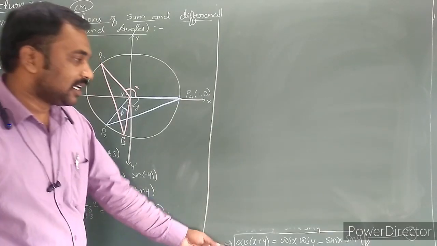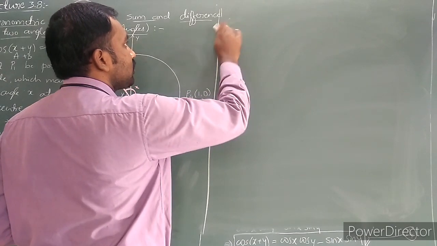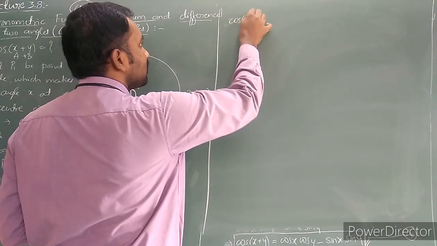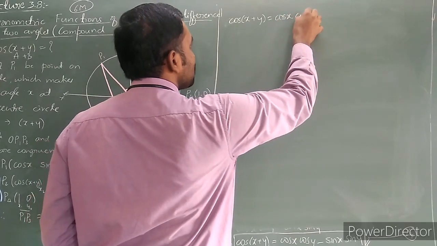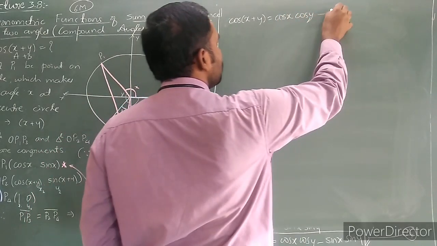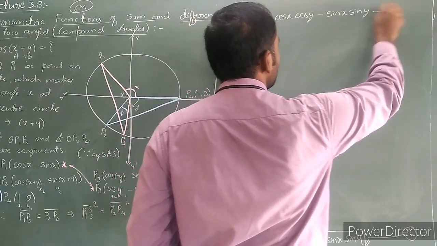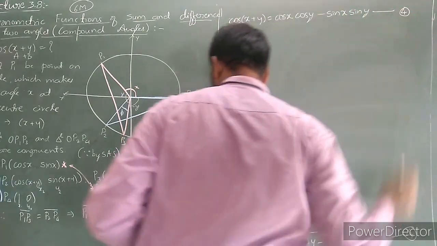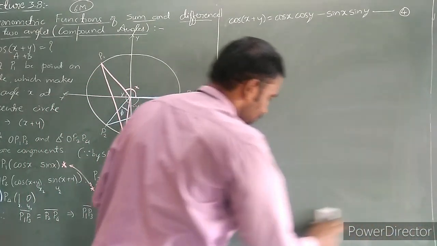Again, I write the equation number 4 here. Cos of x plus y is equal to cos of x cos of y minus sine of x into sine of y. This is equation number 4. I just write the equation number 4 from here.